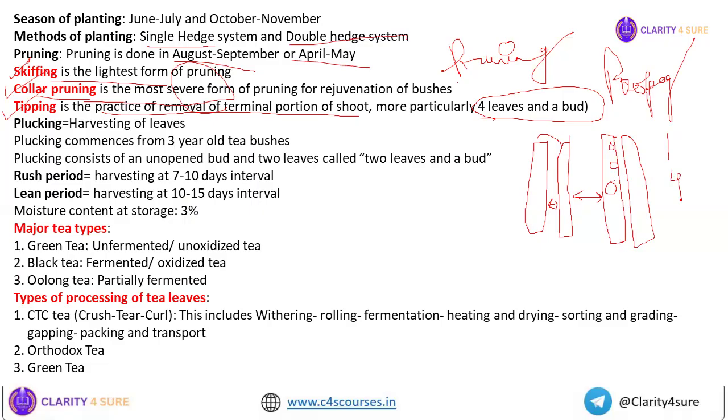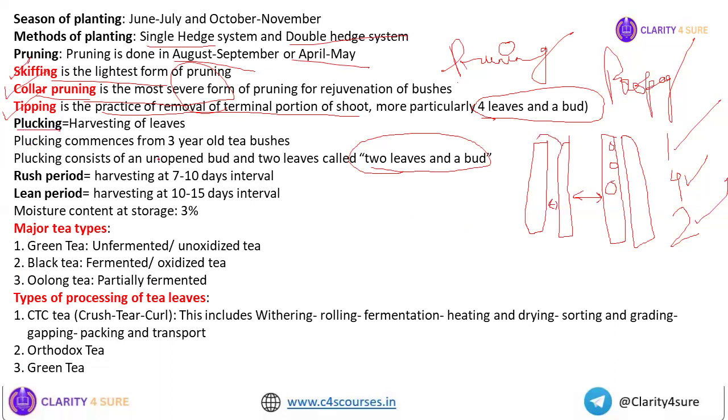Another term you will get is in the harvesting part: two leaves and a bud. These are the three terminologies you need to remember. Propagation is single node cutting; tipping is removal of four leaves and a bud; and harvesting of tea is two leaves and a bud. Harvesting in tea we call plucking, right? Plucking of leaves.